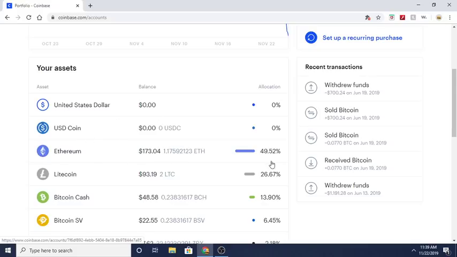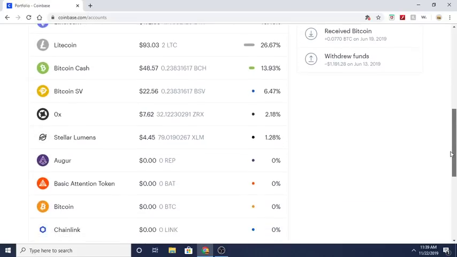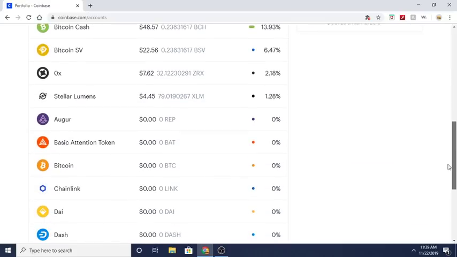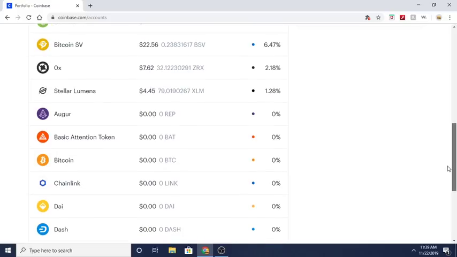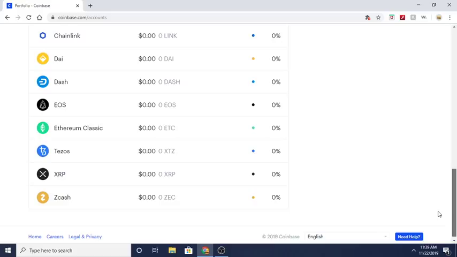So I've got Ethereum Classic at 49.56%. Okay, so I think I sold all my Bitcoin. Yeah, I sold all of it. I sold all my Bitcoin, but I need to buy more. These are the coins that Coinbase has right now that you can buy and sell. This is what they have so far.